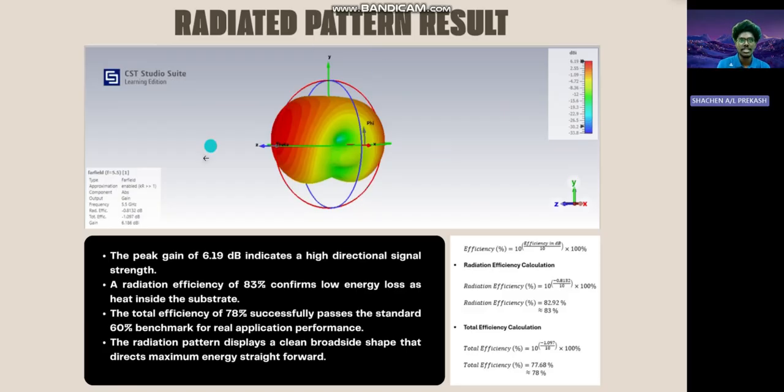Let's move to the 3D radiated pattern result. This picture shows the radiated pattern for our design. The peak gain of 6.19 dB indicates high directional signal strength. Radiation efficiency of 83% confirms low energy loss as heat inside the substrate, which is this calculation. Next, the total efficiency of 78% successfully passes the standard 60% benchmark for real application performance. And finally, the radiation pattern displays a clean broadside shape that directs maximum energy straight forward.